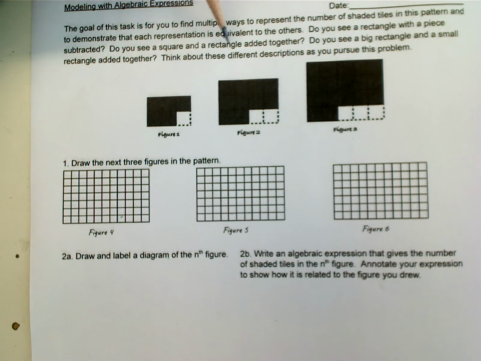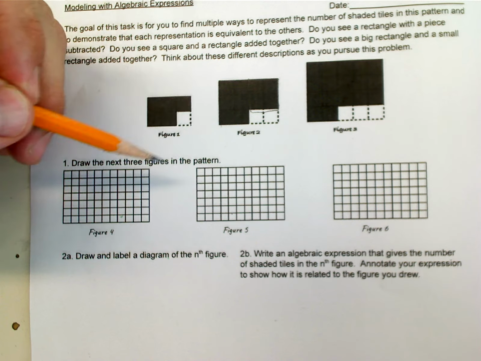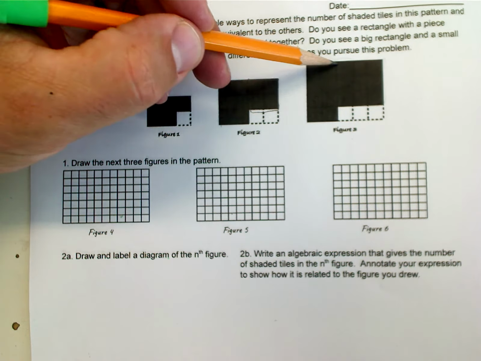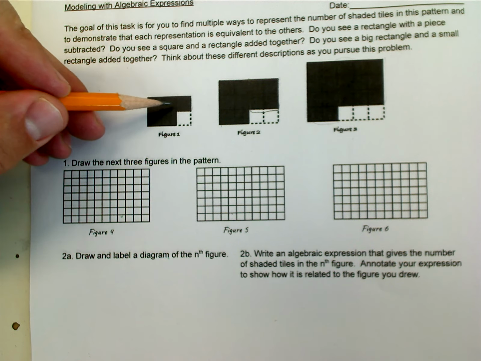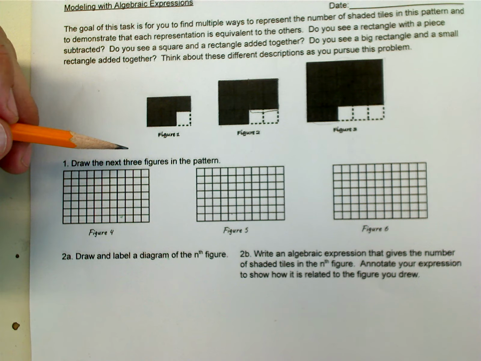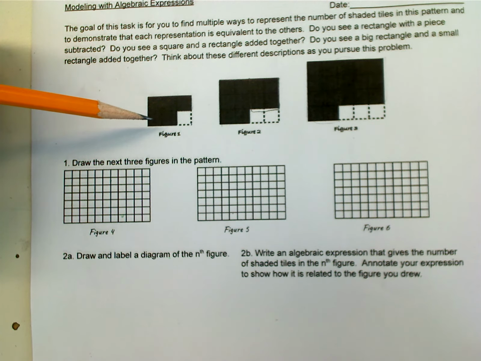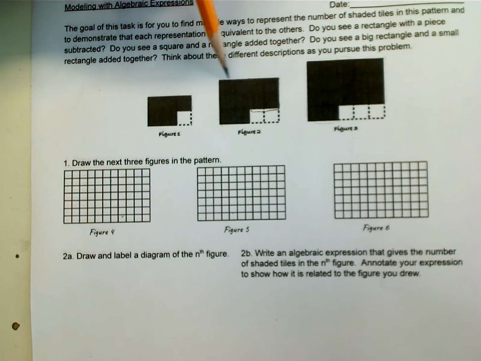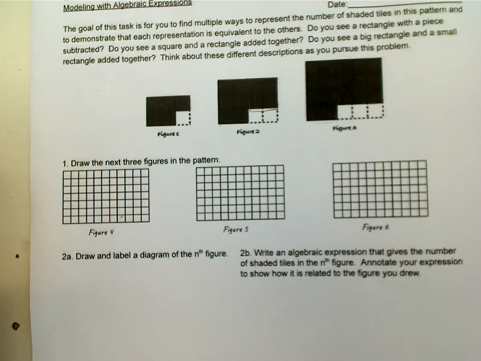Do you see a square with a rectangle added, a square and a rectangle added together? Well, here's a square and here's a rectangle, and we put them together. Same, here's a square and here's a rectangle added to it. Even this one, there's a little square right here, and then a rectangle added to it, which of course a square is a special case of a rectangle. But that's another way to think about it, and that's an additive model. And then, maybe you divided it up this way: a big rectangle and a little rectangle. A big rectangle plus a little rectangle. That's another additive model that's different.